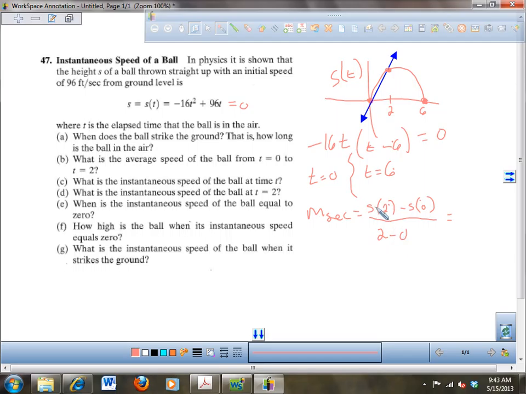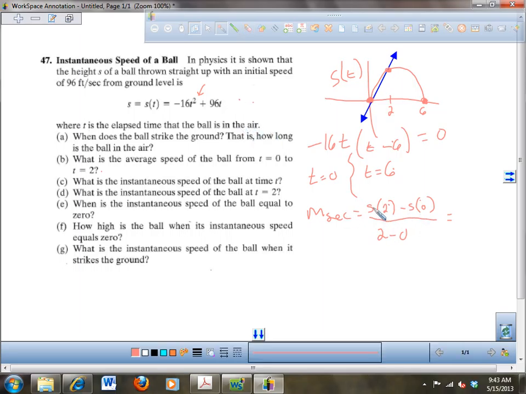So if I take s of 2, I believe that gives me 192 minus 64. Is that right? Did I do that right? The initial height was 2. No, they're asking what is the average speed of the ball from t equals 0 to t equals 2. The initial height is 0 in this case. If there were an initial height, say the initial height were 10, then there'd be a plus 10 in this equation. But in this case, it's 0.